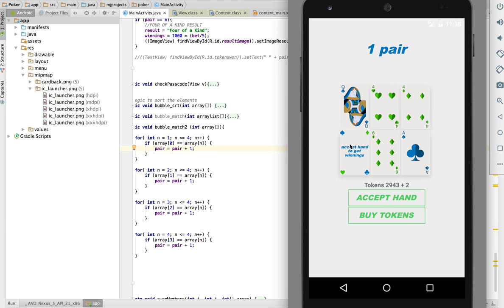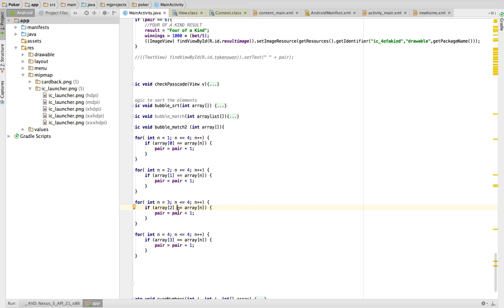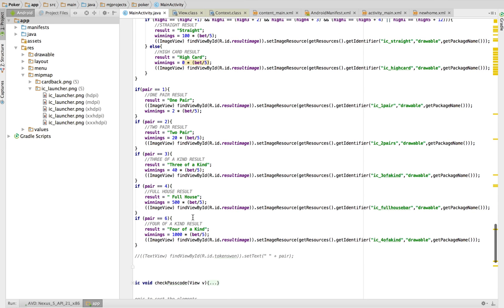But if it was a two pair, so let's pretend these two cards are the same. Then the queen would be like, no, no, no, yes, pair plus one. And then this card would be like, yes, pair plus two, no, no, and then this one will be like, no, no, and then we've got pair is equal to two. Let's pretend that those cards are the same, we have a two pair. If our pair goes to the value of three, it means we have three of a kind. If we have four, it means we have a full house, and if we have four of a kind, it means the pair is equal to six.